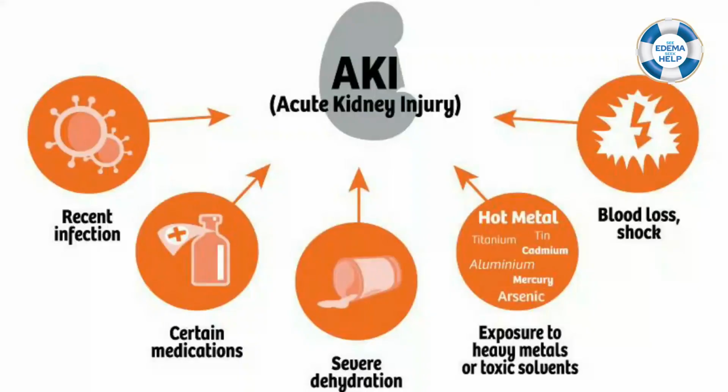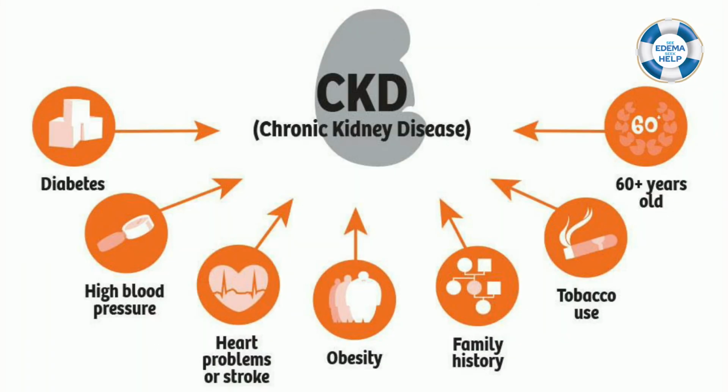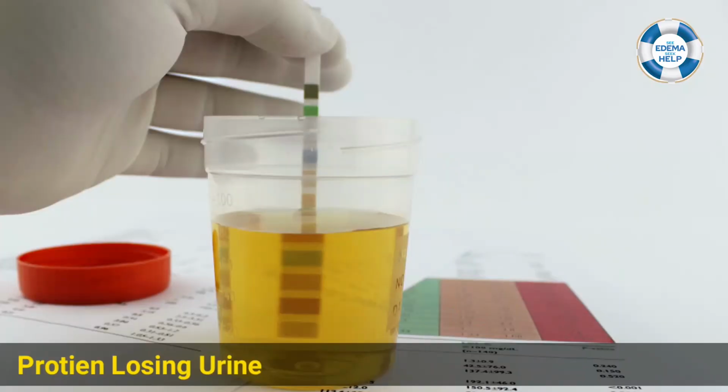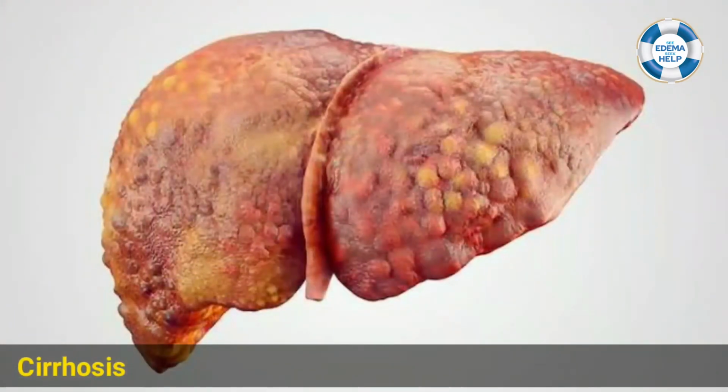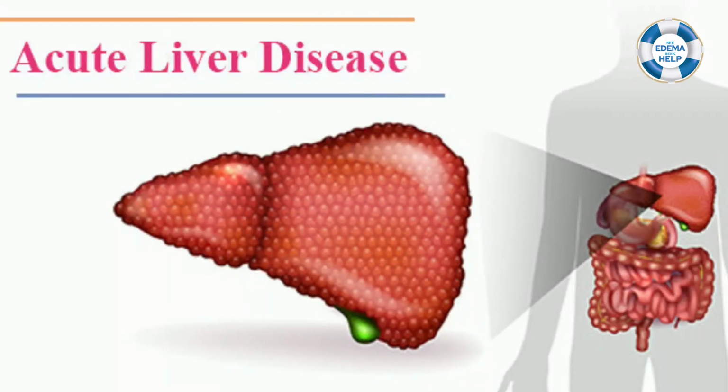Then, as I mentioned earlier, the kidney problem. It can be an acute kidney problem or a chronic kidney problem. Or sometimes the person just loses protein in the urine, which we call proteinuria, and then the person can have edema. The third thing is a liver problem, where the person has liver cirrhosis or an acute liver problem. Then they may have lower limb swelling, which we call pedal edema.